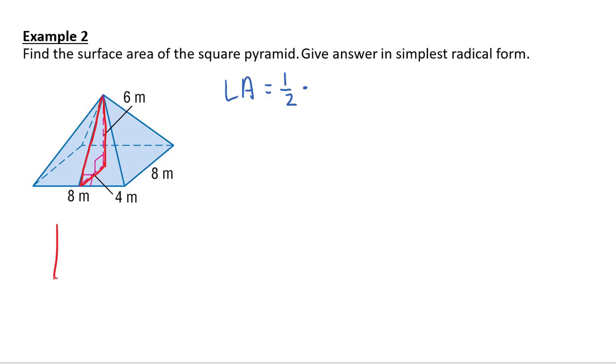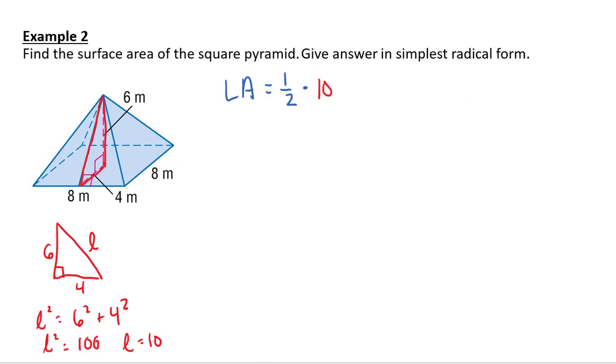So let's look at that triangle. I have 6, I have 4. I'm trying to find my slant height. So L squared is 6 squared plus 4 squared by our Pythagorean theorem, because we have a right triangle. L squared is equal to 100. That means that L is equal to 10. So 1/2 my slant height times the perimeter of the base. I have 4 sides and they are each 8.